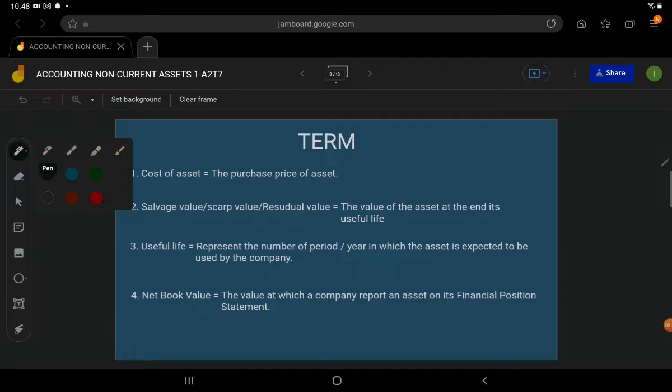Okay, yang pertama tadi adalah cost of asset. Apa dia cost of asset? Cost of asset refer the purchase price of asset. Okay, dia merujuk kepada harga belian aset tu ataupun harga pemilikan aset. Ini pentingnya tadi yang kita kata di sini adalah capital expenditure tadi.